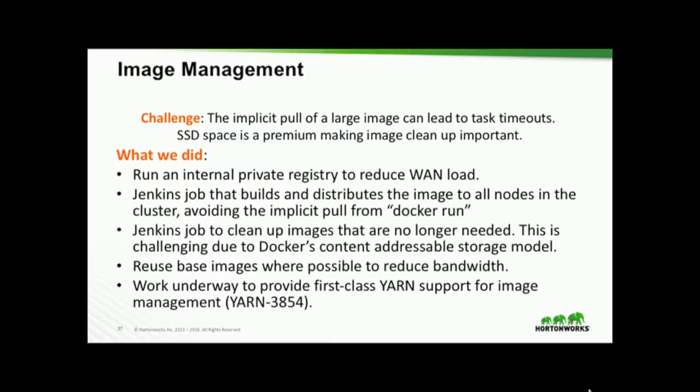Jenkins also does our cleanup for us, because over time you're going to accumulate images that you don't need. When you're talking about a full HTTP stack, those are some large images. So we have a job that goes out and cleans those up from time to time, which is also a bigger challenge that I'm going to leave for another time. But the content addressable storage model means that two images, while they have different names, could be the exact same data behind the scenes. You delete one, you delete both. So it's a bit of a challenging problem. We reuse our base images as much as possible to reduce that bandwidth, reduce the need to pull it down. And then there's work underway for first-class support of that.